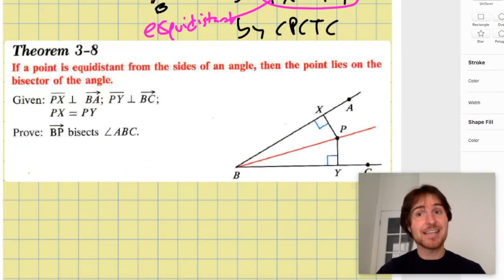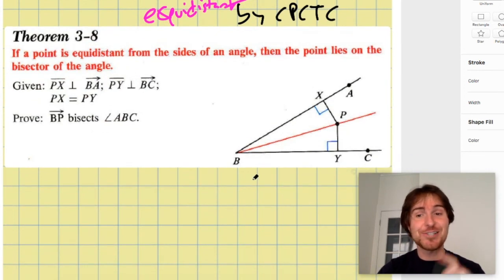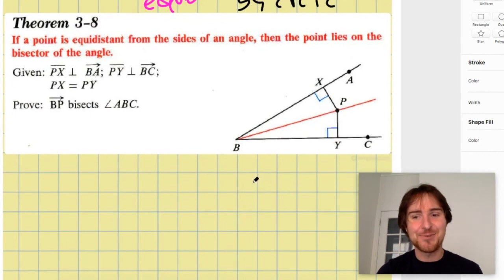Last theorem for you guys. I got 5 minutes, 5% of juice left here. It's actually the second time I'm filming this. I'm pretty frustrated. My video failed last time. Hopefully this doesn't fail again.